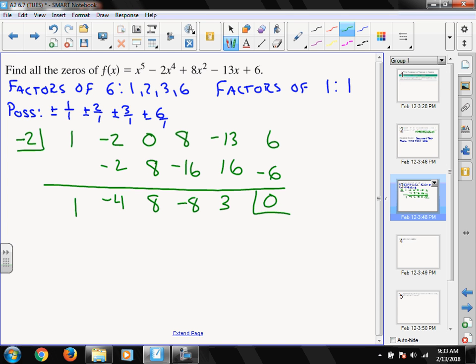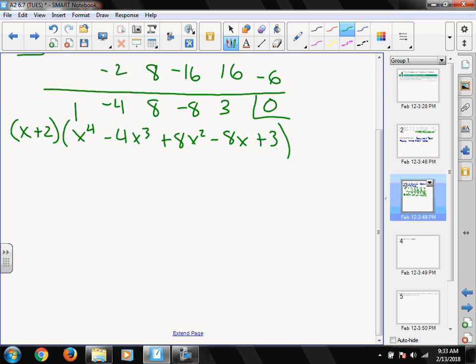Okay, so that means we've got the function x plus 2 times x to the 4th minus 4x cubed plus 8x squared minus 8x plus 3. Whew, that looks ugly, huh? So, what do we want to do from here? Do it again. Do it again. Do you want to try another number? Should we try 1? Okay.